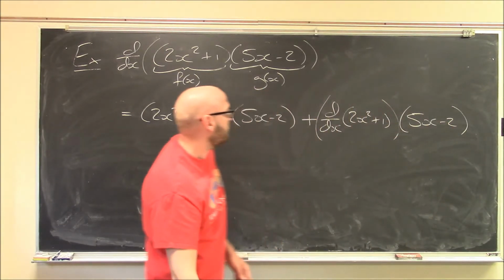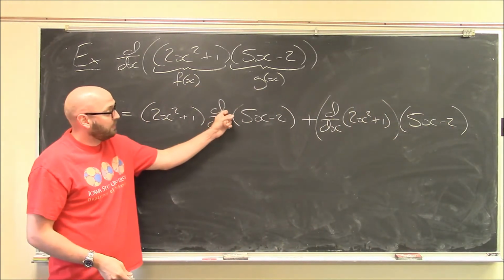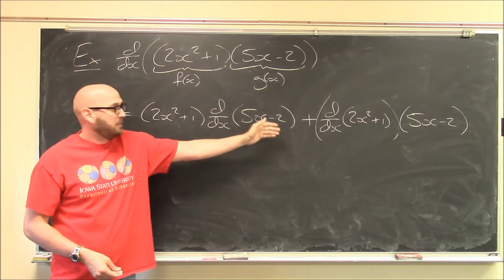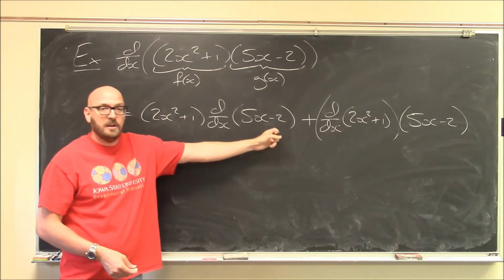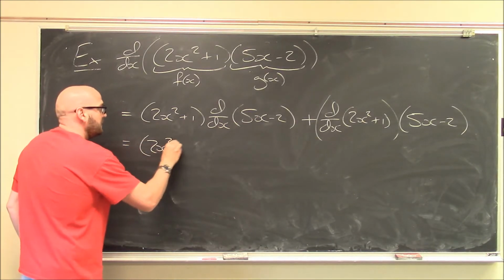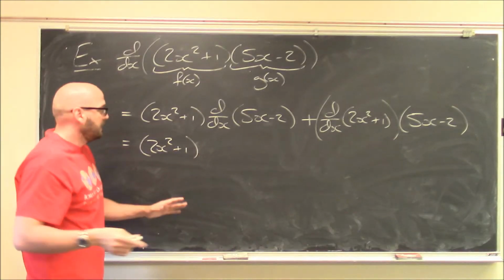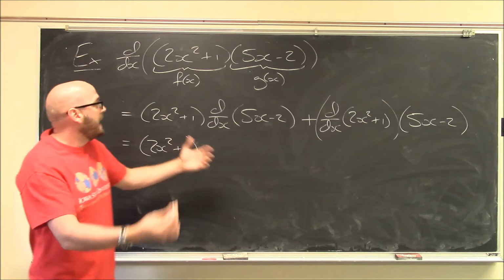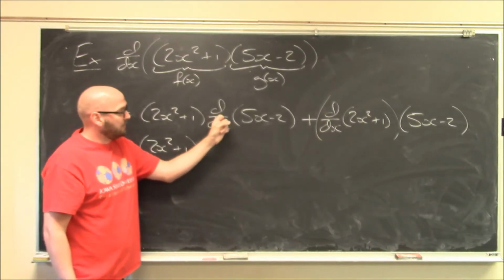Alright, so this symbol here, remember, is the differentiation operator. It means differentiate the expression that comes after it. So this is read as the derivative of 5x minus 2. And I haven't done any calculus yet, right? I haven't differentiated anything. I've just written down what the form of the derivative would be under the product rule. Now we'll do some calculus. Now we'll actually evaluate these derivatives.